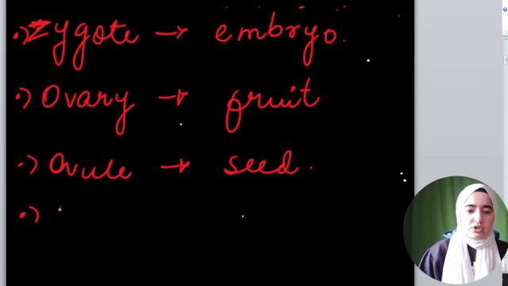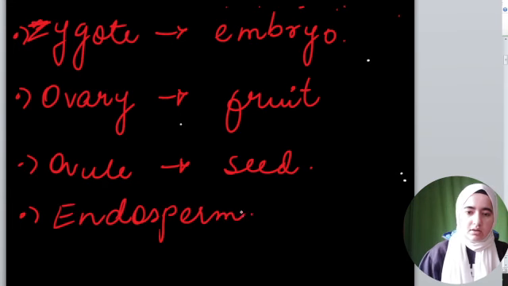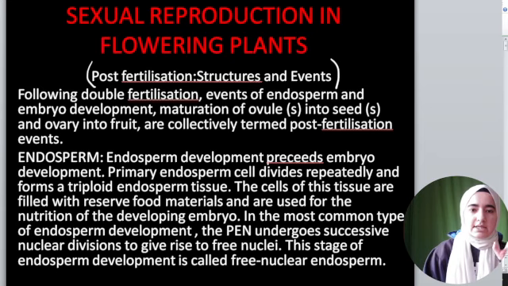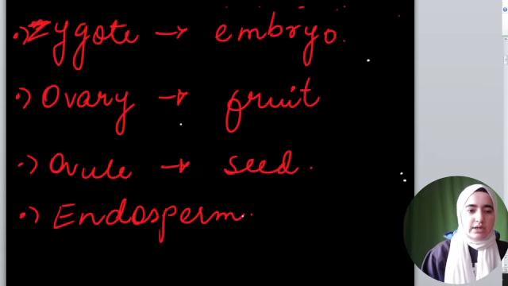And when our endosperm gets converted into triploid endosperm tissue, that is known as a post-fertilization event. All these events which took place in a flower or in a plant after fertilization are known as post-fertilization events.